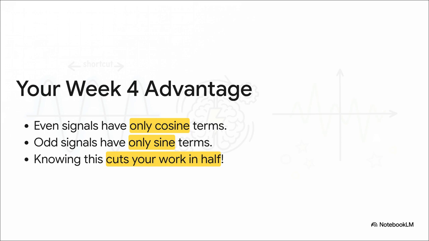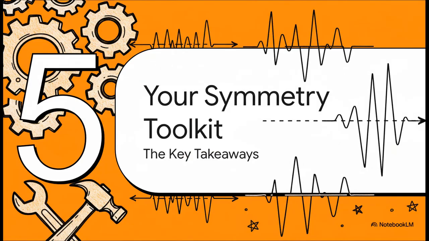Just remember this. Even signals only have cosine terms. Odd signals only have sine terms. This will literally, and I mean literally, cut your workload in half. Okay, so to make sure you've got all this locked in, let's do a quick review of the essential skills you've just added to your engineering toolkit.